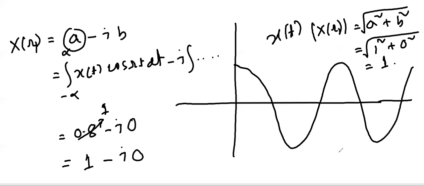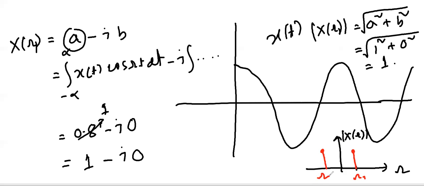So now you can plot the magnitude response where this is omega and this is what? This is the magnitude of X(omega). Where is that omega 1? Let's say this is omega 1. At the location of omega 1, you got a stem of 1. Of course, for minus omega 1, you will get the same value. This is another matter, but this is the fact.